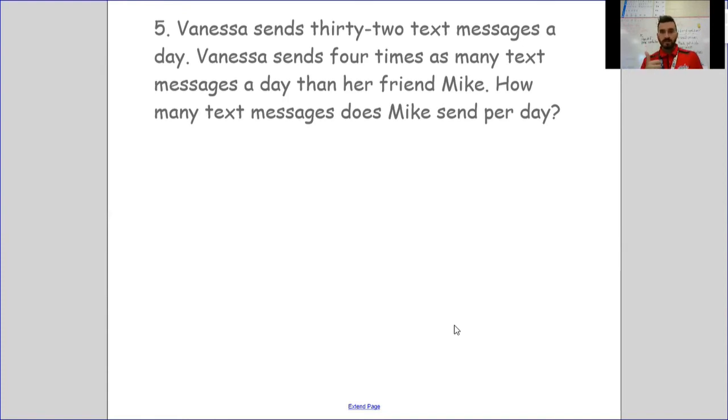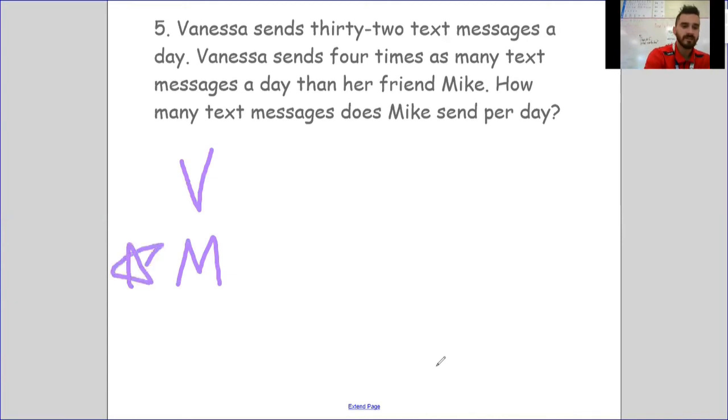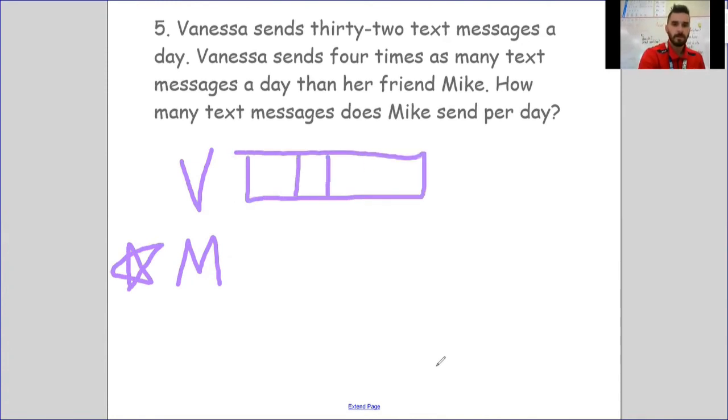I saw 4 times as many, so I know I'm doing my box method. I'm comparing Vanessa to Mike and the number of texts that they send. I'm going to pull them both out, and I'm going to put a star beside Mike because that's what the question's asking. Since it says 4 times as many, somebody's getting 4 boxes, and it's going to be Vanessa because she sends 4 times as many as Mike. Mike will automatically get 1.